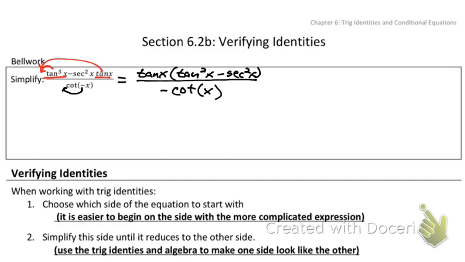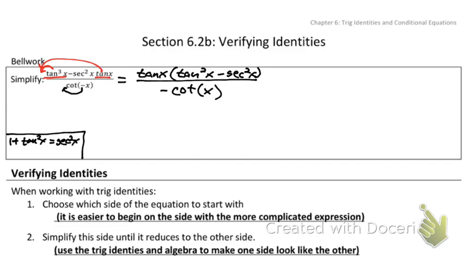Well, really quick, I would notice that we have tangent squared and secant squared together. So we're probably doing something with that: 1 plus tangent squared x equals secant squared x.